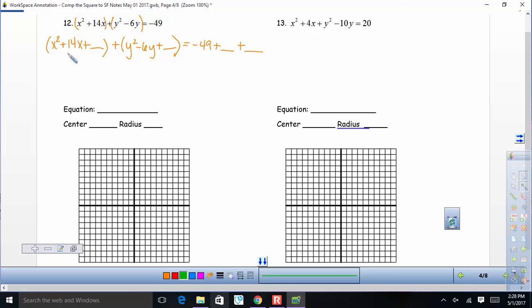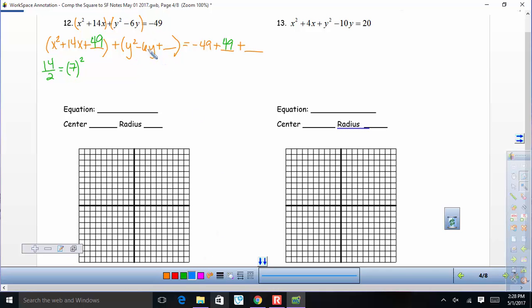We take this middle number right here, 14. I divide it by 2, and that gives me 7. Okay? Then I square 7, and it gives us 49. So for the x, I put in 49. If I do it on the left-hand side, I also have to do that on the right-hand side.